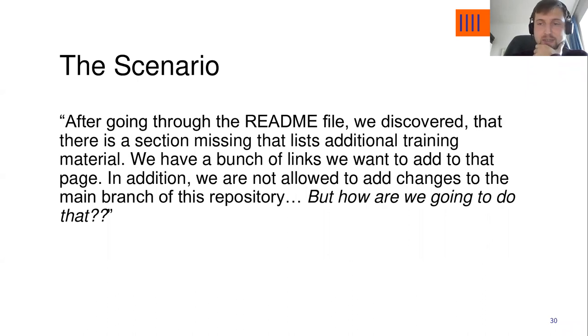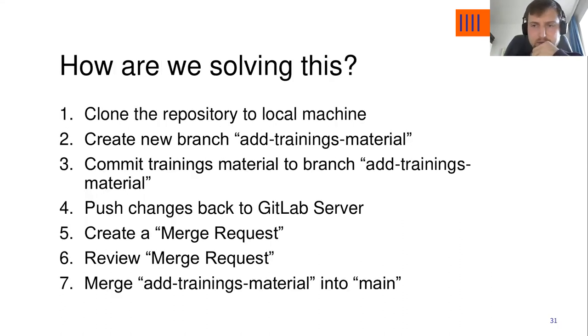A short notice on the fact that we are not allowed to contribute to the main branch. This is quite a common thing because in large projects, there's mostly only a limited group of people allowed to add things to the main branch of the repository because they want to curate it. They want to review contributions before they include them in the main branch. And this is something we are going to do today as well. These are the steps we are going to do now in sequential order.